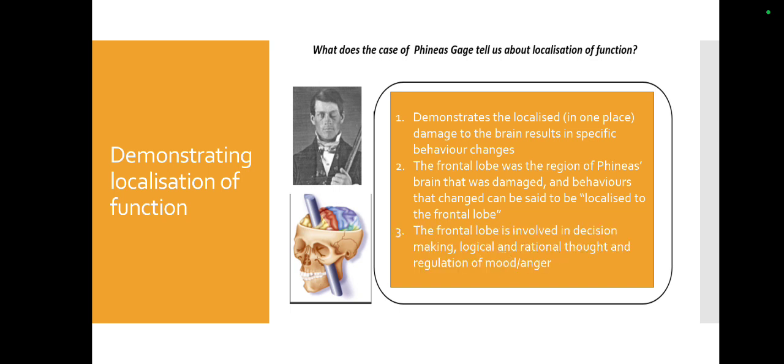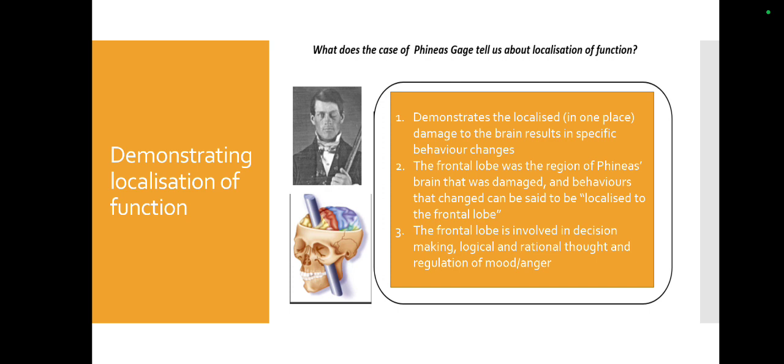And those behaviours include the following. We now think that the frontal lobe is involved in decision making, because Phineas Gage couldn't make rational decisions anymore. It's involved in logical and rational thought. He was impulsive, he was hot-headed, he couldn't be logical, he was just angry all the time, and he got really agitated really easily. There was no kind of rationality to him at all. And obviously it's involved in some, not all, but some regulation of mood and anger.